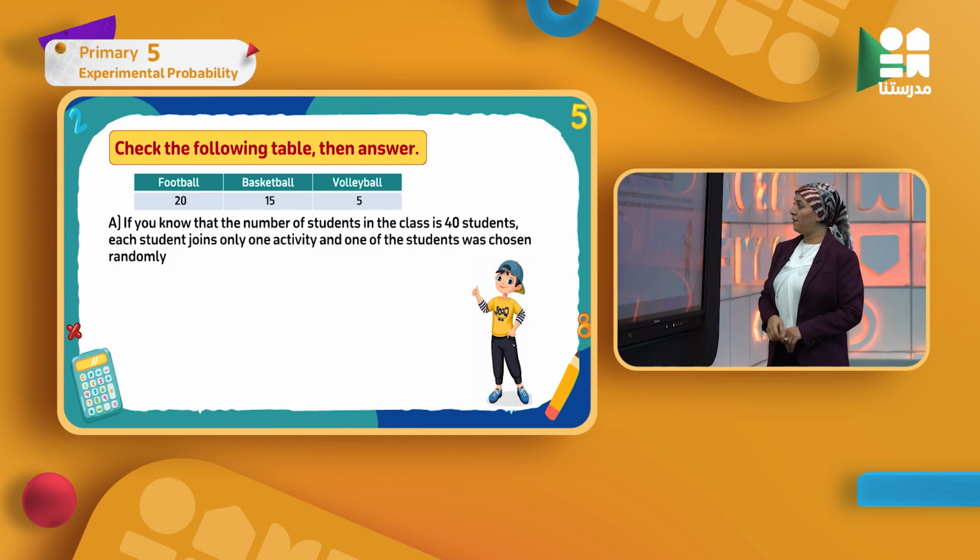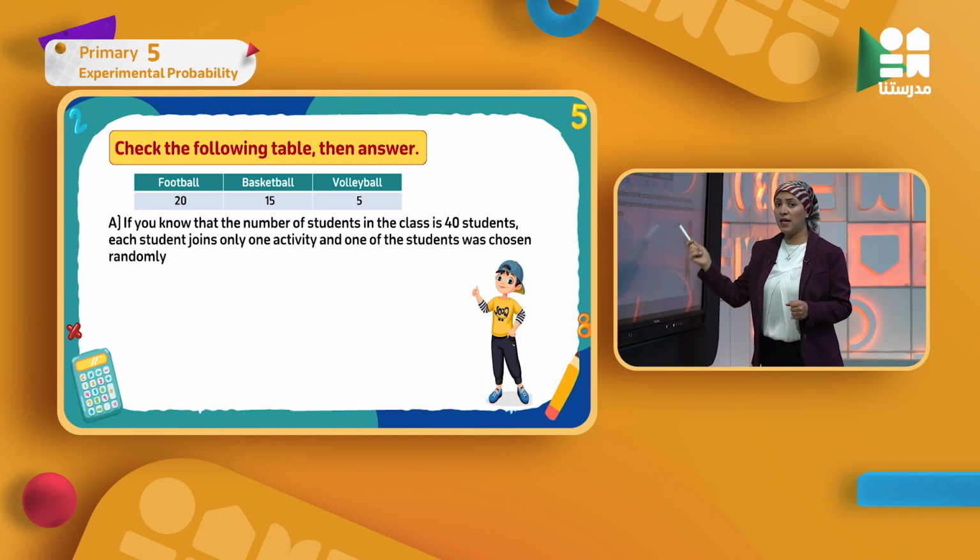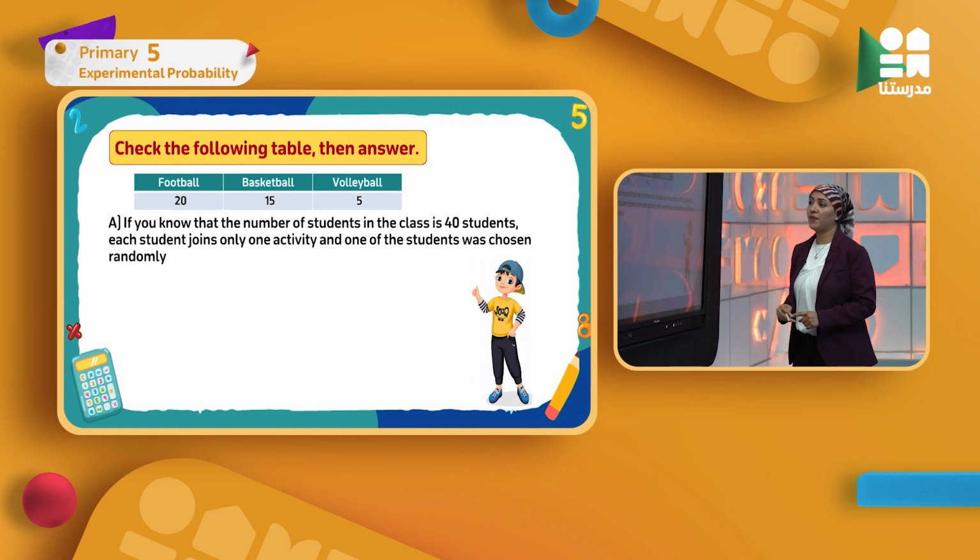Okay, the first question: if I know that the number of students in the class is 40 students. By the way, if he doesn't give me the number of the students, I can get it by counting how many students are there overall playing sports. I don't need them to give me the number of the students. I can get it myself, okay?